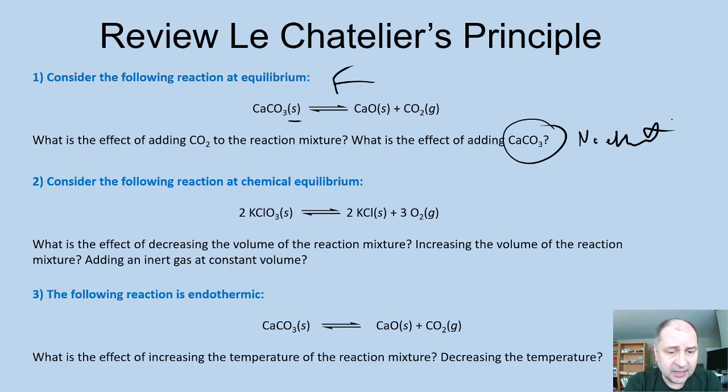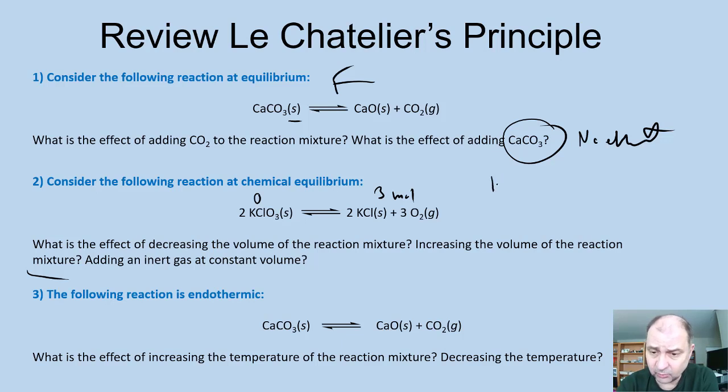So for the next one, I have to explain a little bit more to you. What is the effect of decreasing the volume of a reaction mixture and increasing the volume of the reaction mixture? Okay, so if you have gases as your product, and so there are 0 moles of gases here, and there are 3 moles here of gases. And so if you have 2 moles and 2 moles, you have no change in volume. But if you're going from 0 to 3, you are going to see an increase in volume because you're producing a gas.